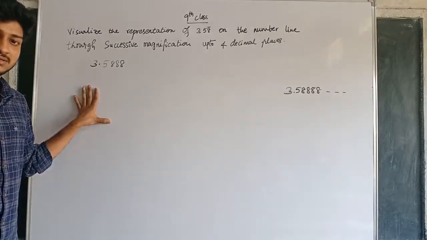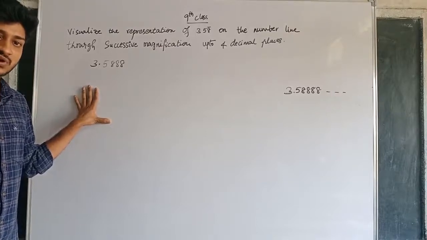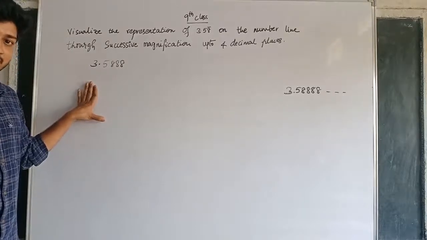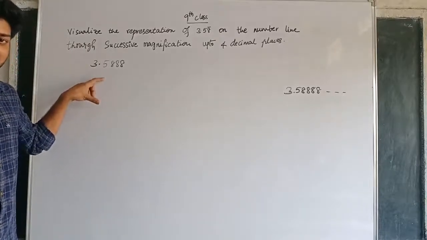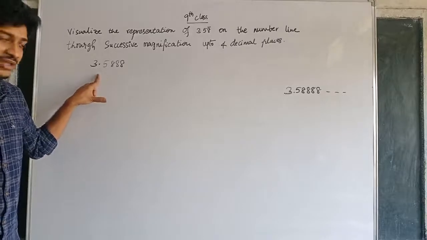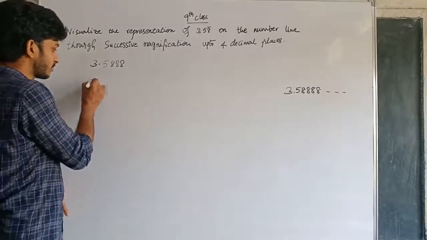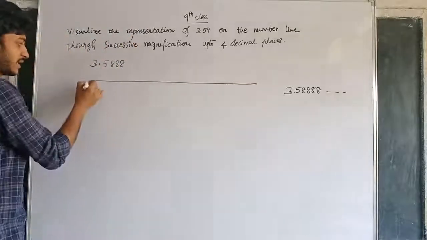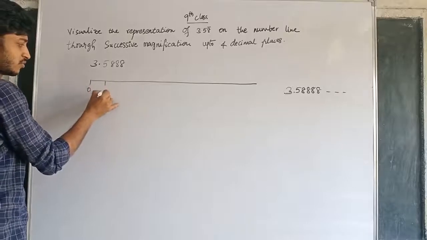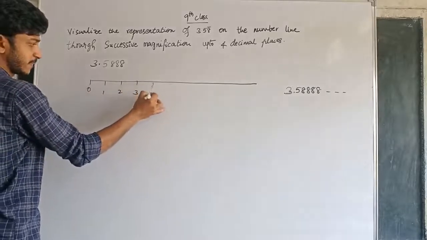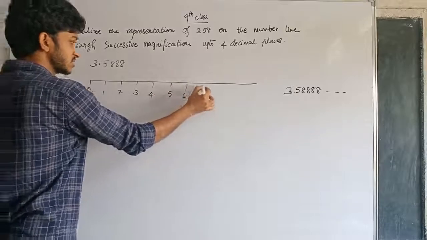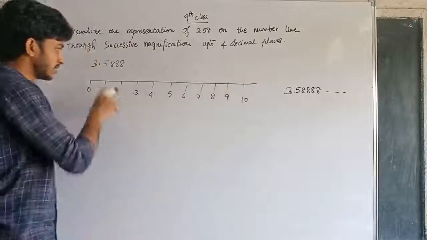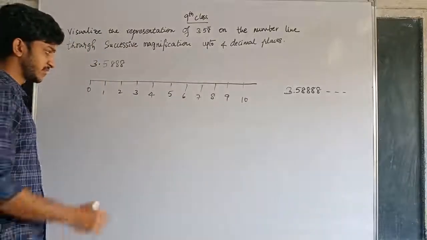Between which numbers does this number lie? The numbers are 3 and 4. 3.5888 is greater than 3 and smaller than 4. That's why I am taking a number line and representing the numbers on it: 0, 1, 2, 3, 4, 5, 6, 7, 8, 9, 10. So 3.5888 is in between 3 and 4.